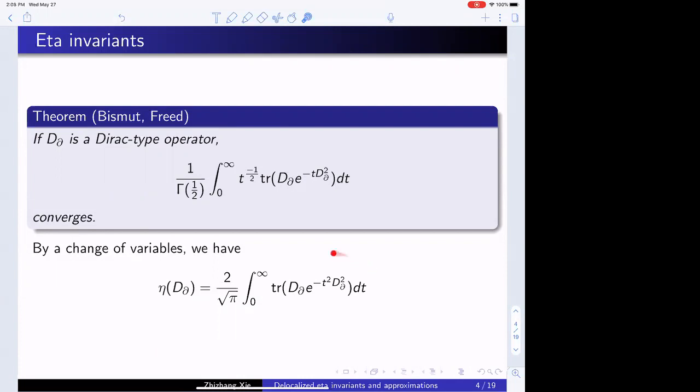Now, by a change of variable, it's just a trivial change of variable procedure, and instead of writing it this way, I just want to write it in this form. So I will get, by the change of variable from square root of t to square root of t, this. From now on, this is the formula I'm going to use in the rest of the talk, okay? So this is the classical eta invariant.